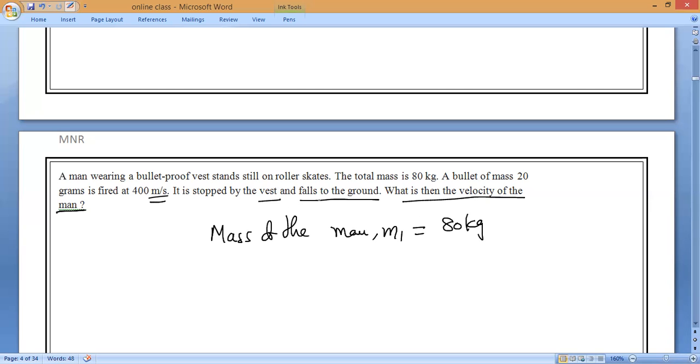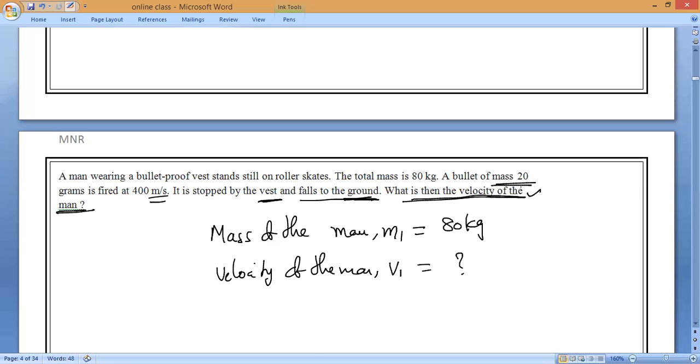That is what they are asking. Once the bullet is fired, the bullet is stopped by the vest. Vest means like a bulletproof jacket, and it falls to the ground. Now they are asking, what is the velocity of the man? Let me consider the velocity of the man is equal to V1, which we want to find. That is what we have to find. Yes or no, guys?